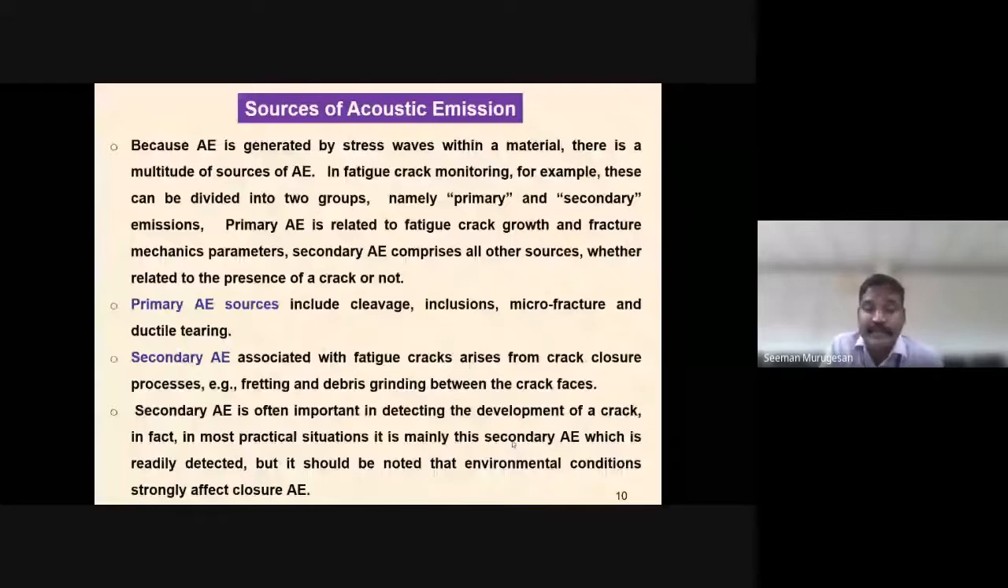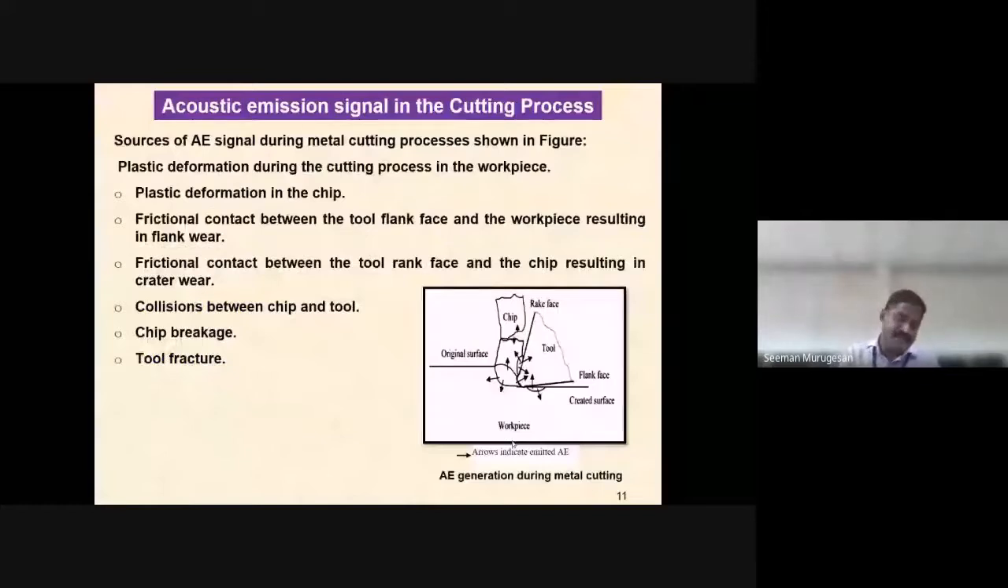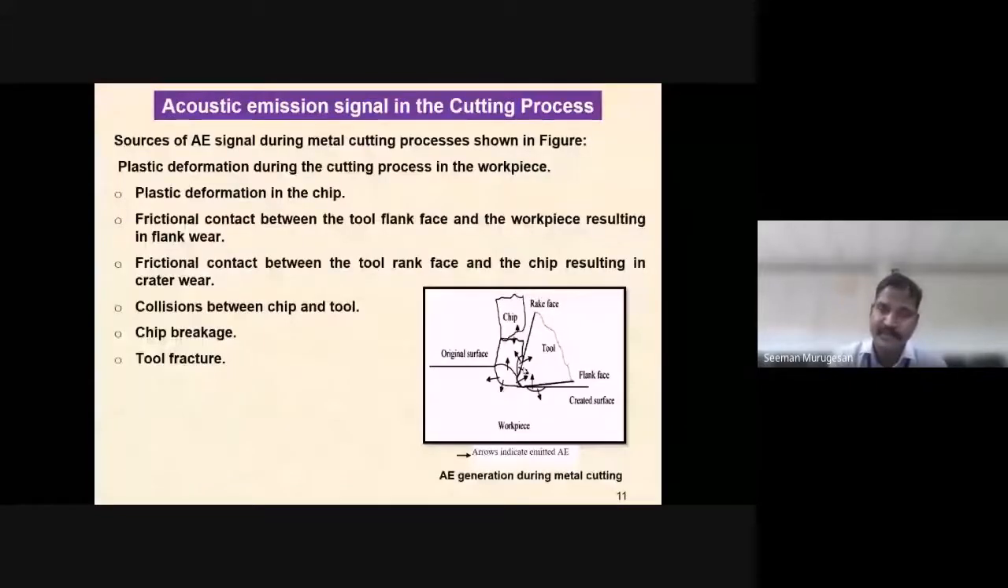Then, the acoustic emission signal in the cutting process. You see this diagram: in the cutting process, this is the primary cutting zone, and this indicates the secondary. What are the main sources of acoustic emission in the cutting process? The first is the frictional contact between the tool flank face and the workpiece, this area. The second is the frictional contact between the tool rake face and the chip, resulting in crater wear.